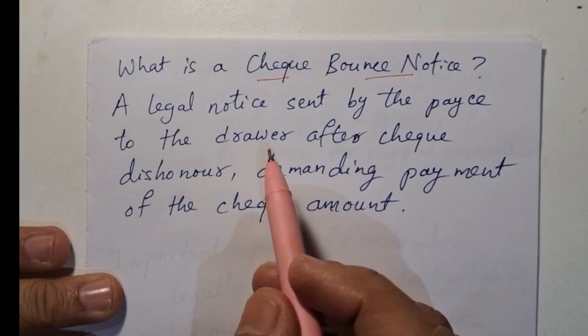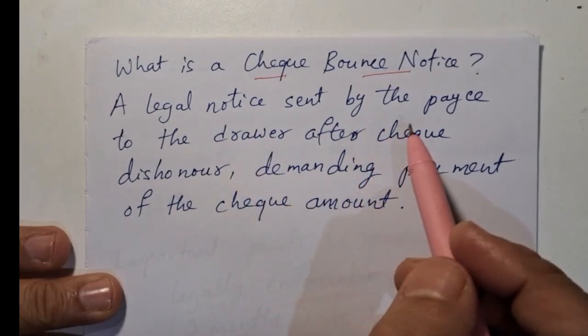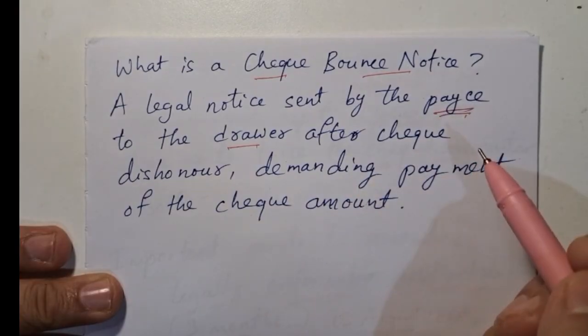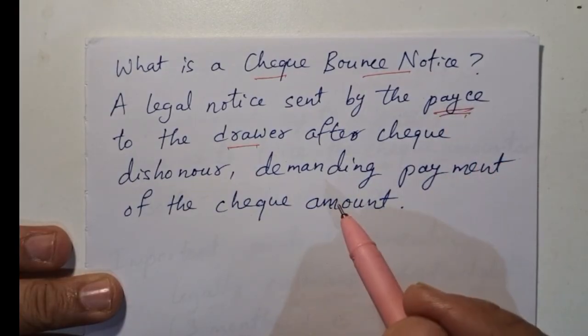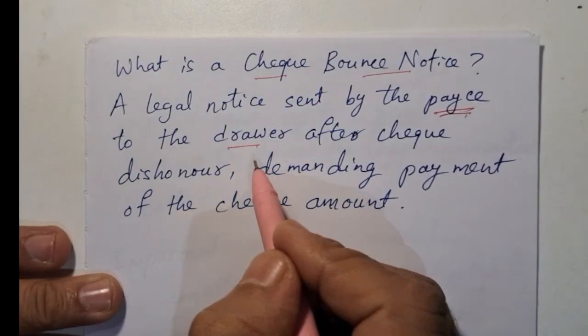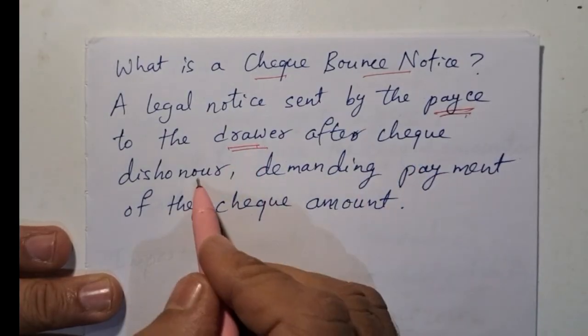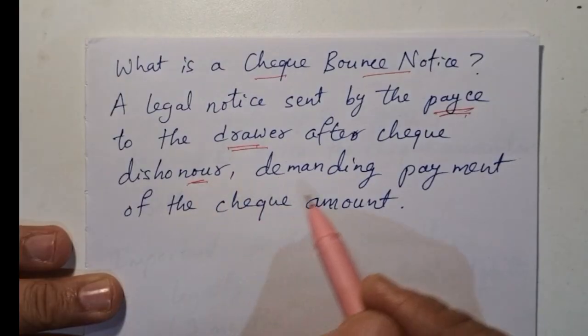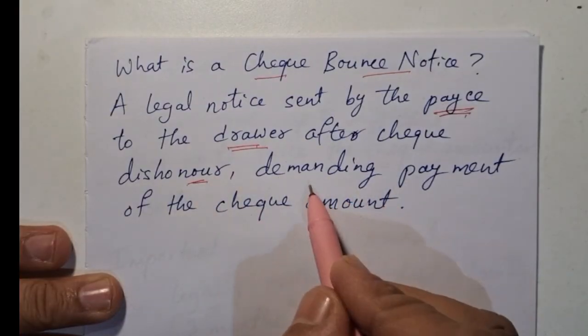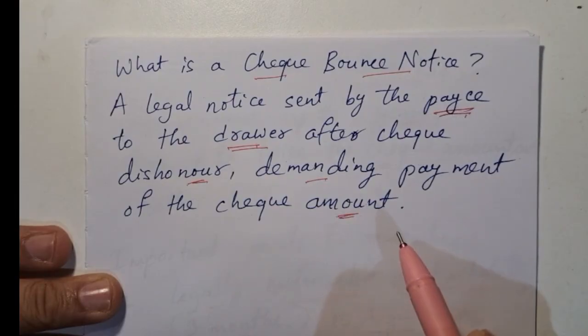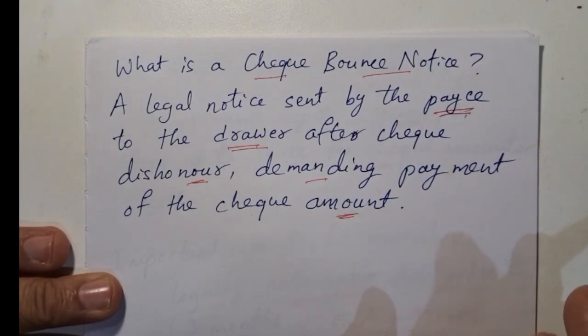A check bounce notice is a legal notice which is sent by the payee to the drawer. The payee has not received the money for the check he has deposited in the bank, and he is going to send the legal notice to the drawer after the check has been dishonored and not cleared in the bank, and the payee is going to demand the payment of the check amount from the drawer. So this is a very simple understanding of the check bounce notice.